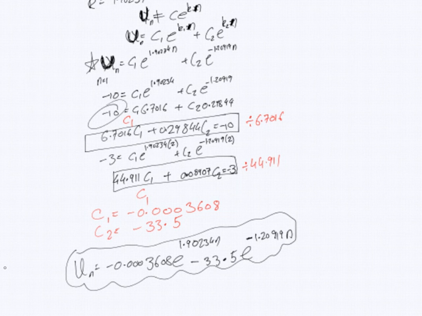Minus 10. So if I put in n equals 1, I hope I get minus 10. Let's check. Minus 0.000368 e power 1.90234 n, which is 1. Minus 33.5 e power minus 1.20919 n is 1. Minus 10.00012. Great. What happens if I put n equals 6?